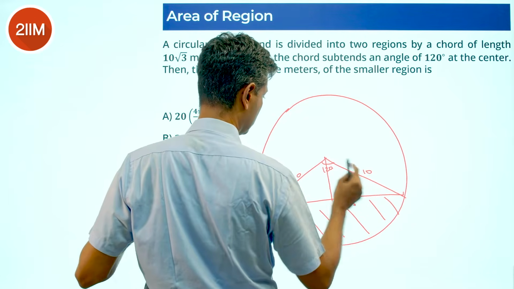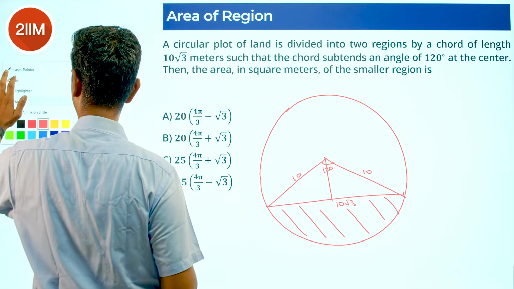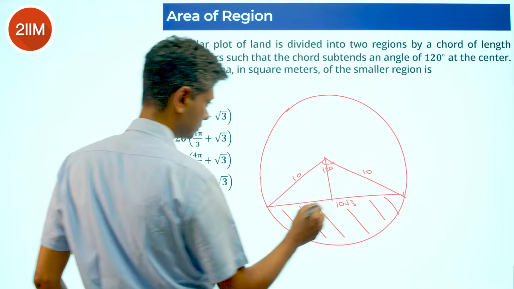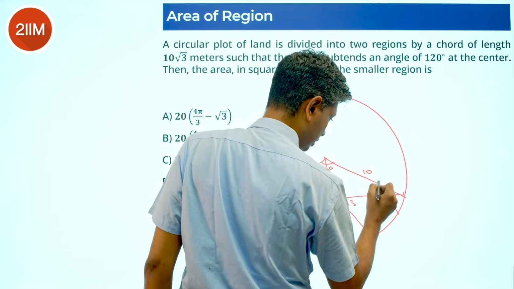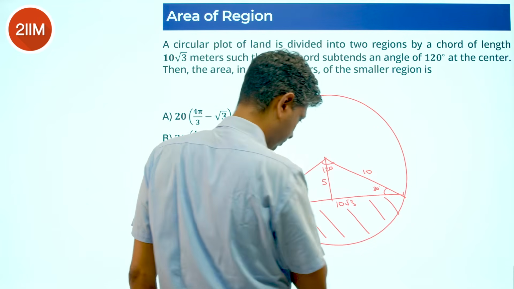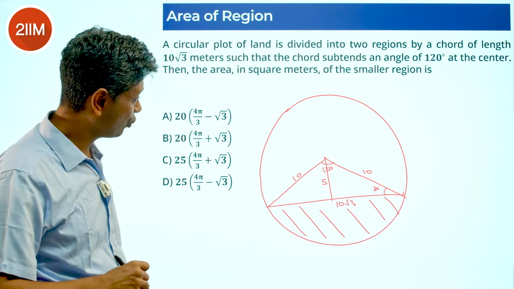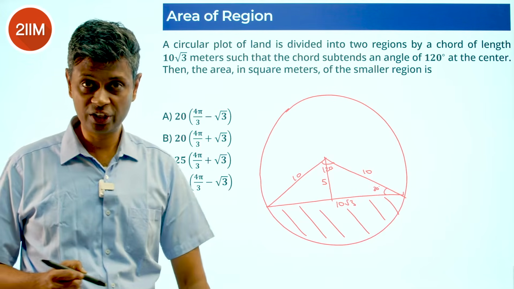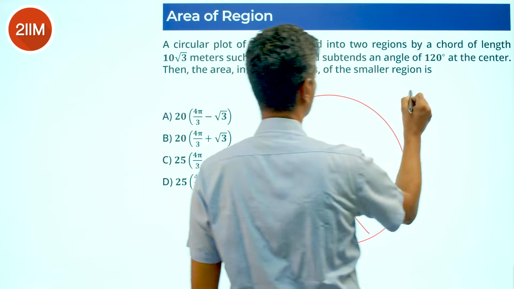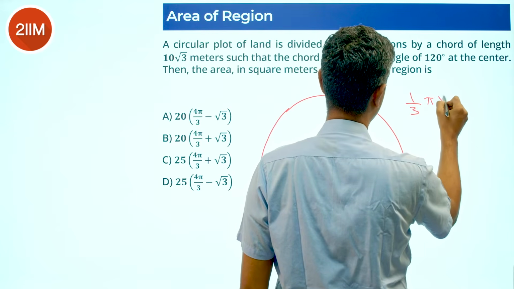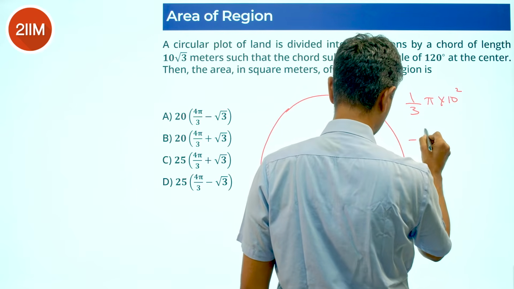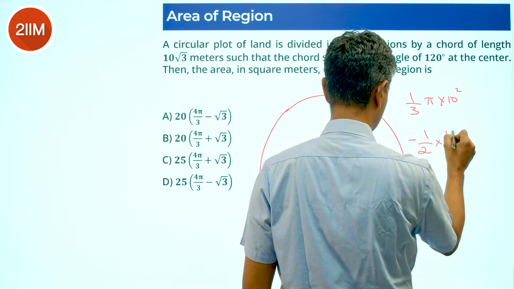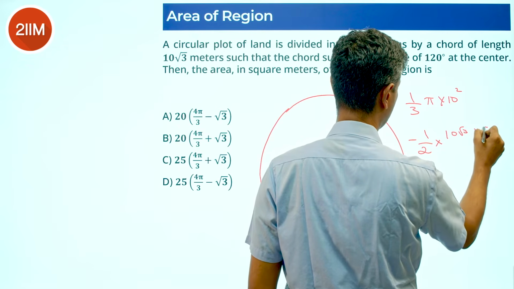Erase this. Back to fine. This is 30 degrees. Sine 30 is half. This is fine. Area of sector is 1/3 area of circle. It's 120 degrees, 360 degrees to make a circle. So 1/3 of pi into 10 square minus half into 10 root 3 into 5.